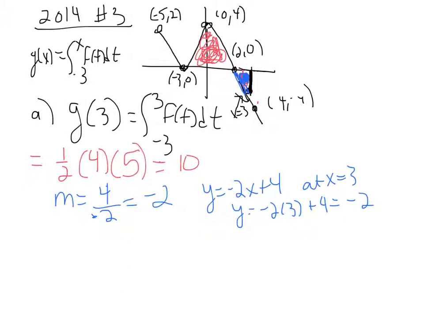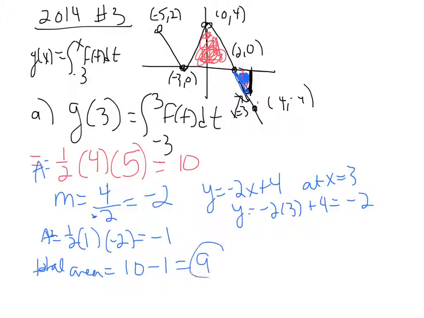Okay. So the area of that triangle is 1/2. The base is 1 because I'm going from here to here. And the height is now 2. Well, a -2, I can say. So that would be -1. So the total area would be 10 minus 1, which is 9. So that would be the answer to part A. And we're going to need that again too. So this is g of 3. Okay, so that's part A.